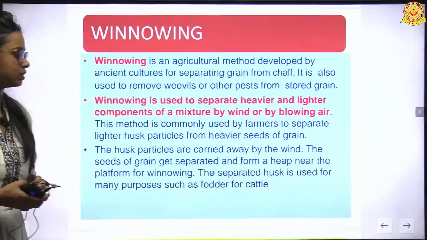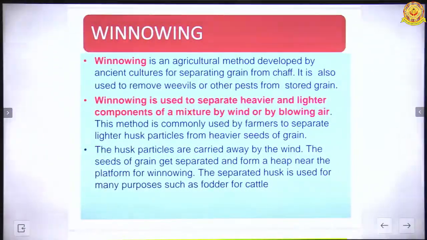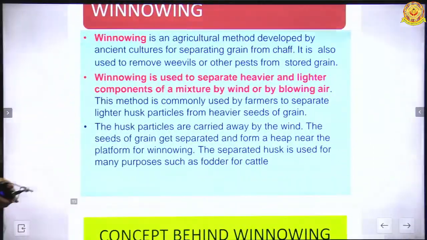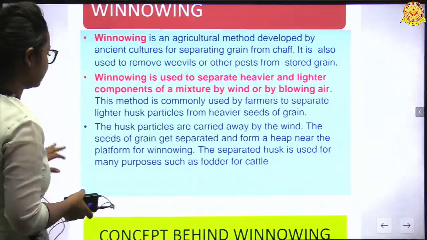So this is used to separate heavier and lighter substances by blowing wind or air. This method is commonly used by farmers to separate lighter husk particles from heavier seeds of grains. The husk particles are carried away by the wind.